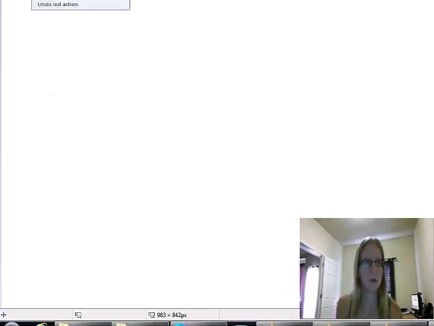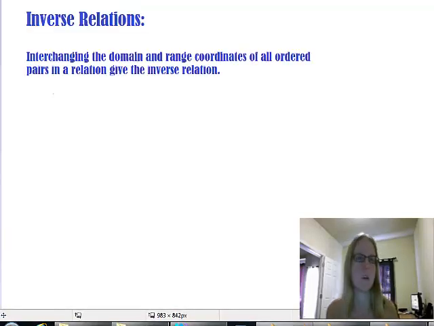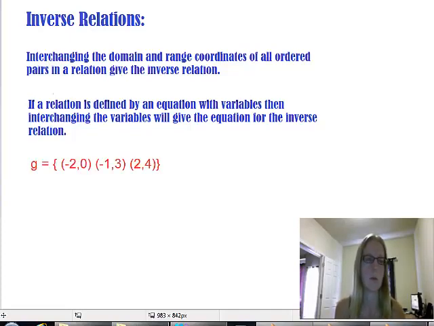Okay, so today we're going to discuss inverse relations. So here's the definition for an inverse relation. Interchanging the domain and range coordinates of all ordered pairs in a relation gives the inverse relation. Similarly, if you have a relation that's defined by an equation with variables, then interchanging the variables will give the equation for the inverse relation. So let's go ahead and do a couple of examples.